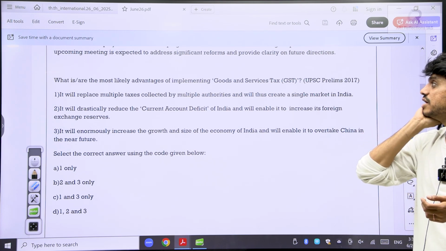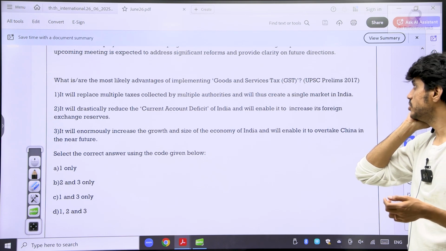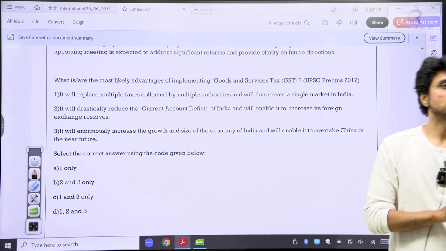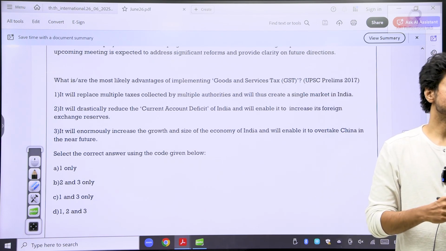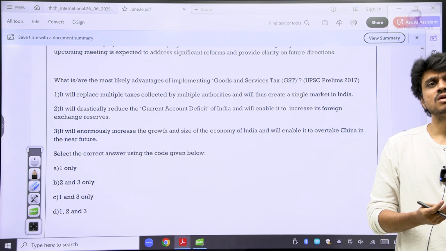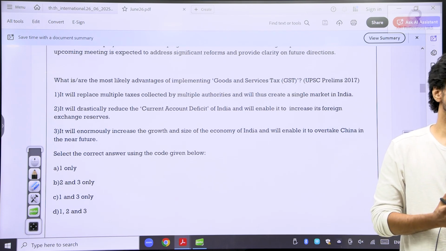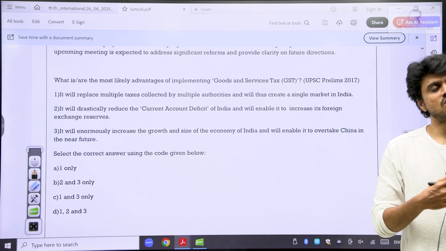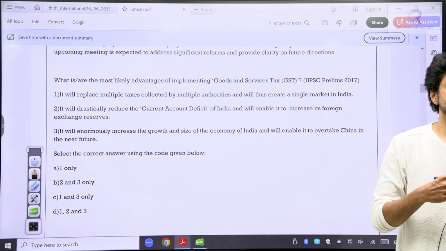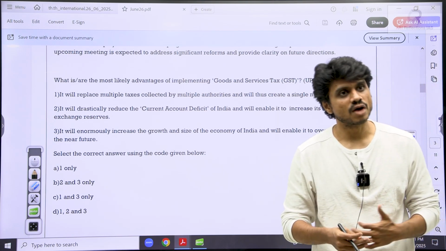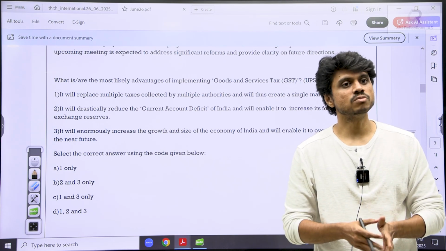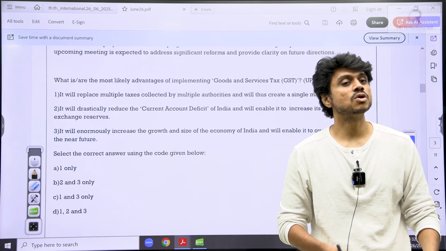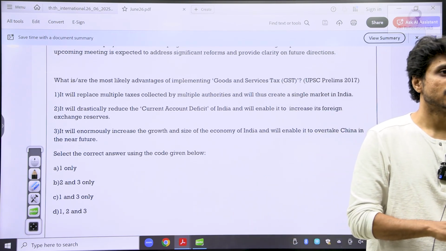Statement 2: it will drastically reduce the current account deficit of India and it will enable it to increase its forex reserves. Anything we have discussed about the forex reserves? No. Okay, it may indirectly support, but it does not mean that. Since you have introduced one kind of reform, it does not mean that it will drastically cut your forex reserves. Currently we have around 600. But is it because of the GST that you have exported something? No, it is an indirect tax reform that was imposed in India. It will do some good for the economy, but it is not going to bring a drastic change in your forex reserves.